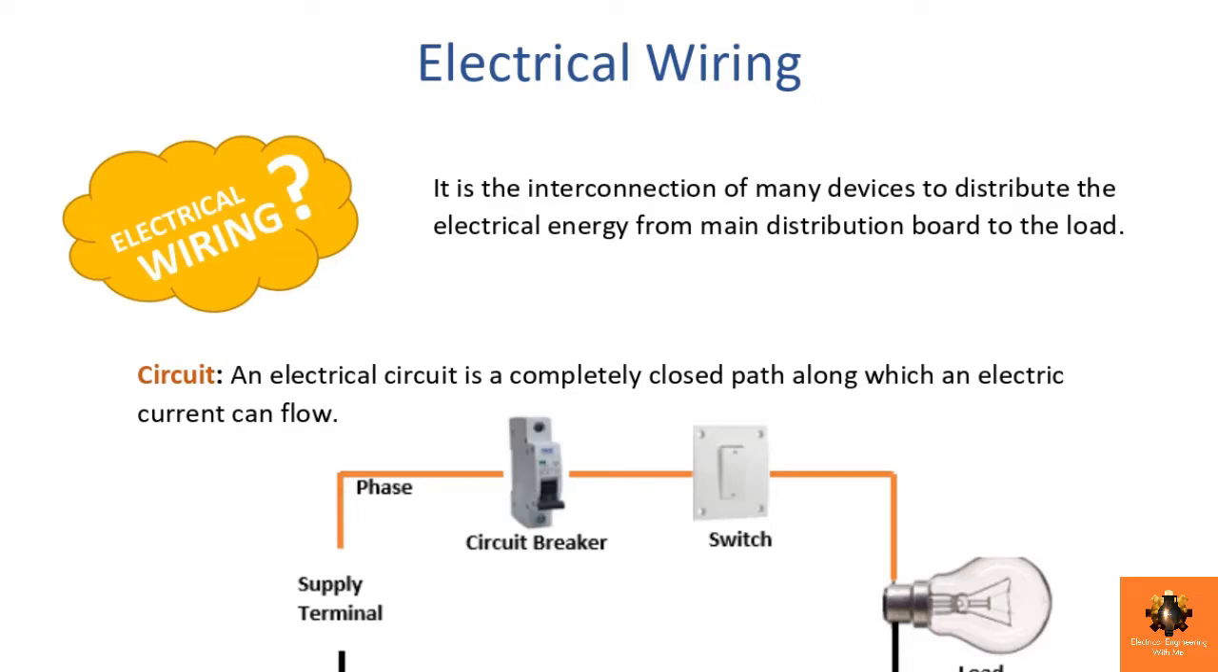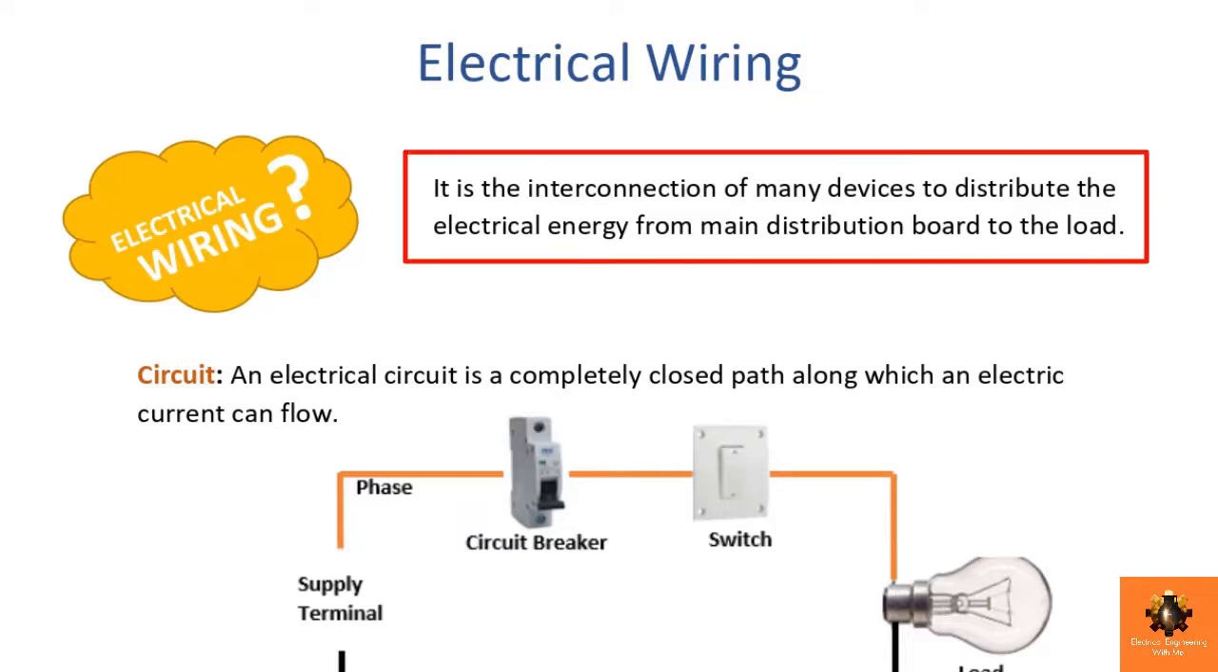Now, what is electrical wiring? The electrical wiring in a building, no matter whether it is a domestic or a commercial building, is the interconnection of various devices to distribute the electrical energy from the main distribution board to different types of load. Basically, wires and cables are used to transmit electrical energy from one point to another when they are connected in a closed path, and usually this closed path is known as a circuit.